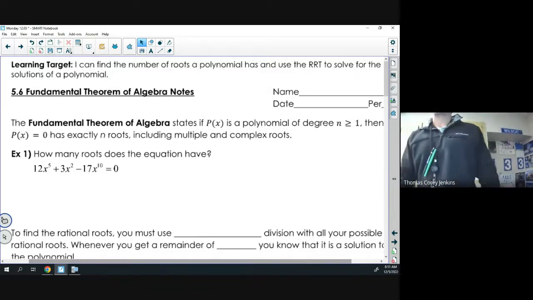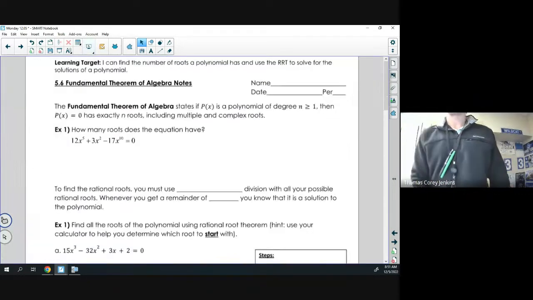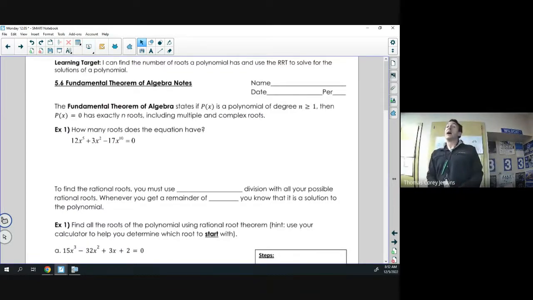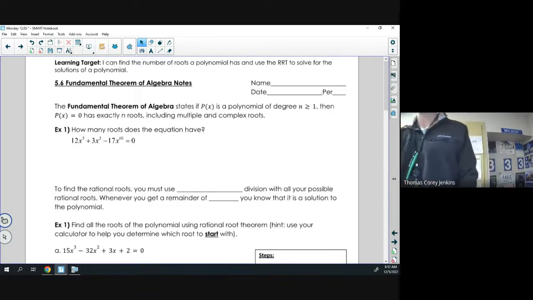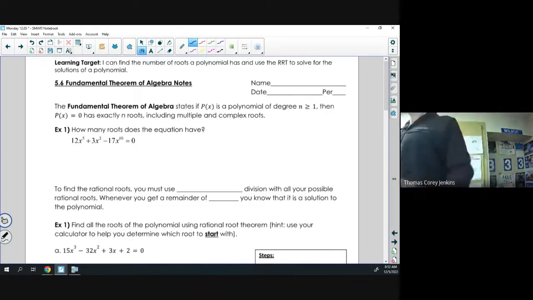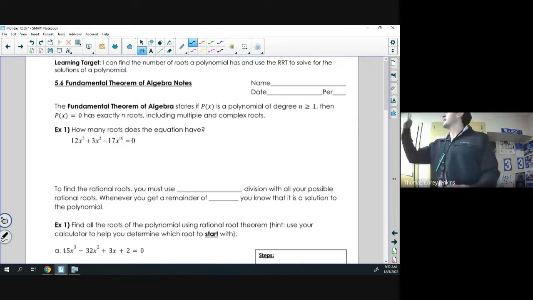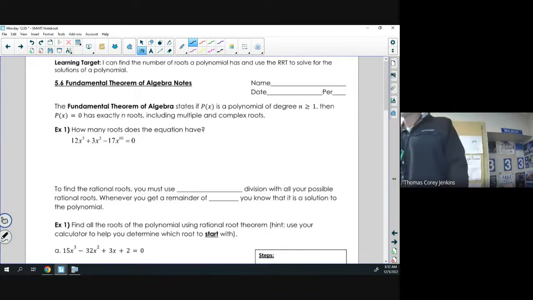But first, starting off with a simple idea here: this fundamental theorem of algebra. It states that if p of x is a polynomial whose degree is at least 1, then the equation p of x equals 0 has exactly n roots, including multiple and complex roots. So basically, that's a mathy way of saying, a second degree polynomial has 2 roots. A fifth degree polynomial has 5 roots, right? The degree of the polynomial tells me how many roots it has, which we've already touched on a bit.